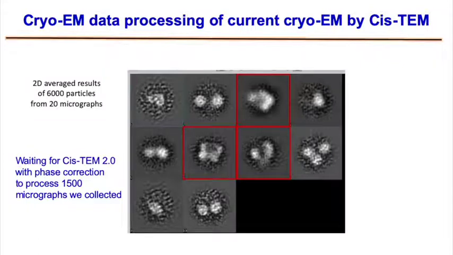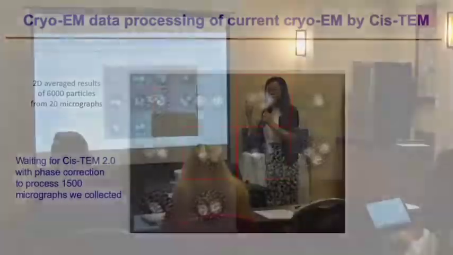If you randomly pick 6,000 particles, there are some classes, highlighted here, that start to show very reasonable 2D class averages. However, we're still waiting for the new version, which complements this with phase correction, because the data was collected with a phase plate. So we really need to wait for that to process the entire data set of 1,500 micrographs. But even with that, we predict that we may not get a high resolution structure. We're thinking maybe 10 to 20 angstrom resolution is the best hope for the current data sets.